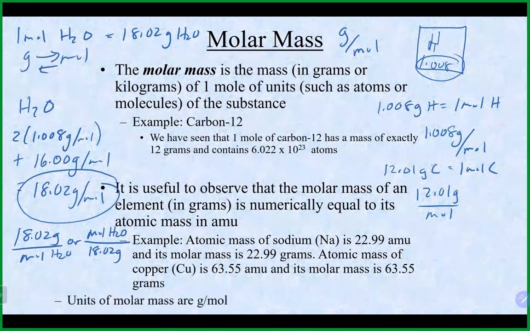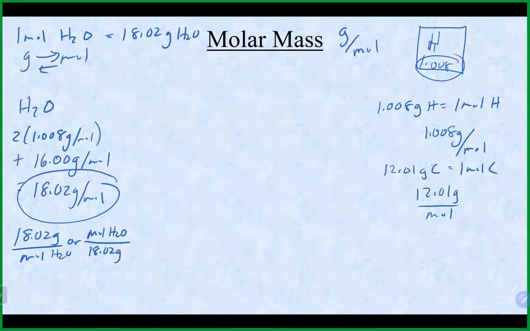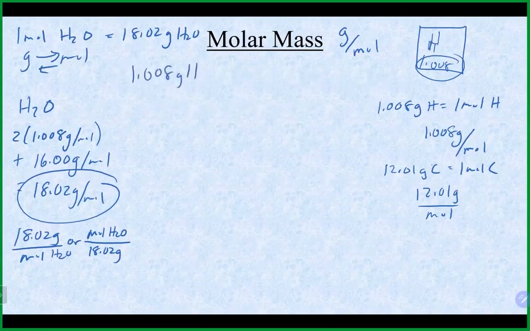Now, we know that there is 1.008 grams of hydrogen in 1 mole of hydrogen. How many hydrogen atoms would there be in 1 mole?